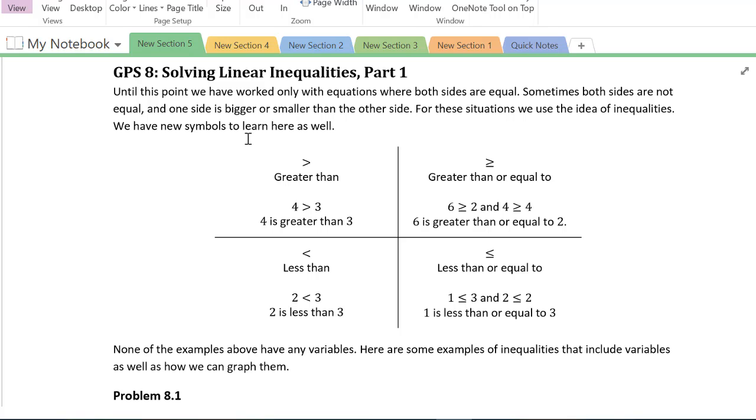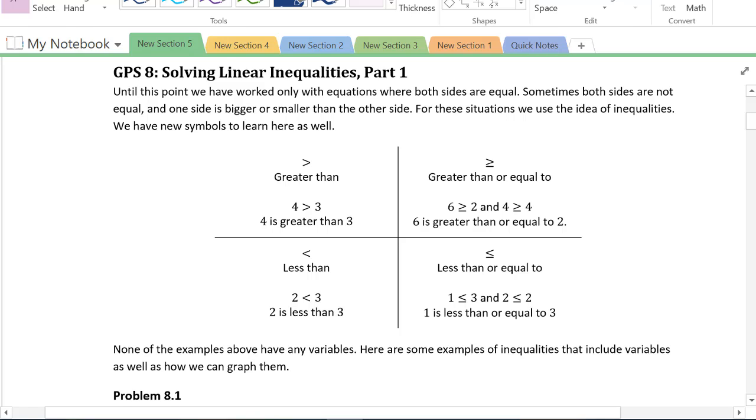Class, so today we're going to be looking at GPS 8, which is solving linear inequalities. Inequalities are basically these symbols. I'm sure you've seen these symbols before in the past. So this is the greater than symbol.